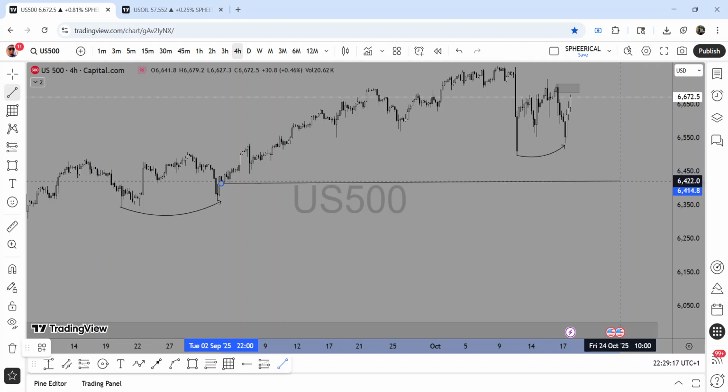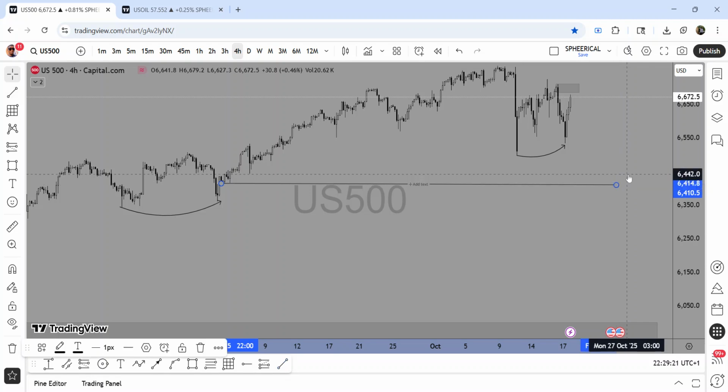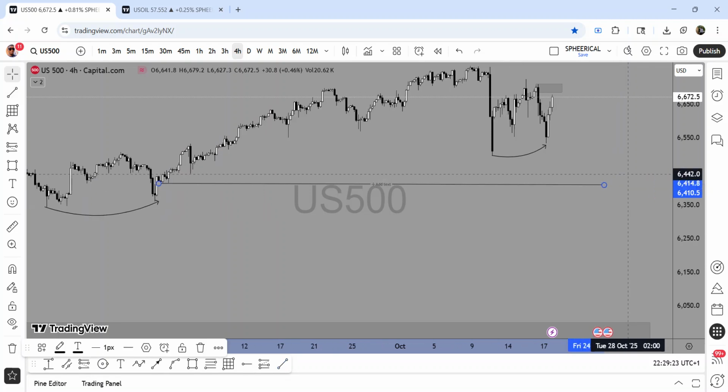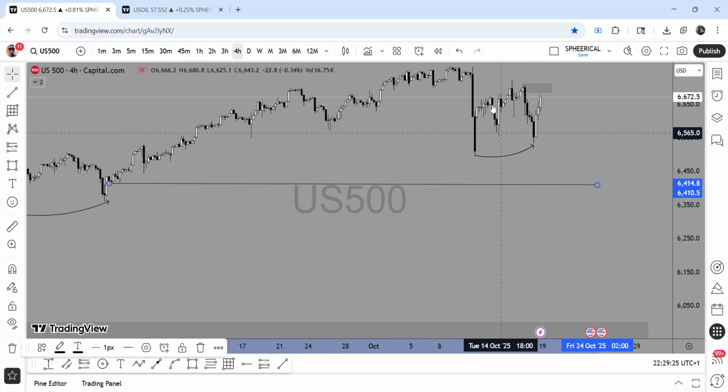We'll be targeting here. So we'll be targeting this point. Then let's say confirm what we have here. That is a break of market structure here.